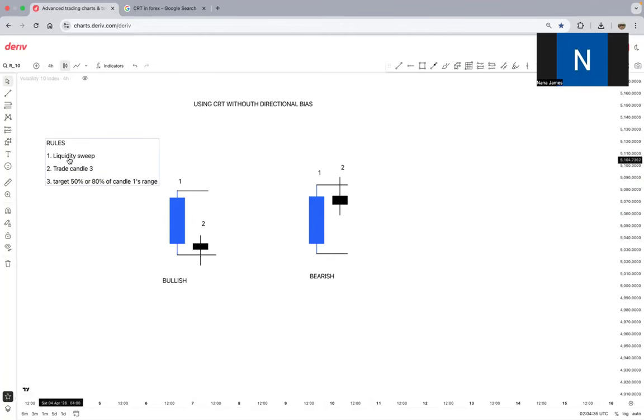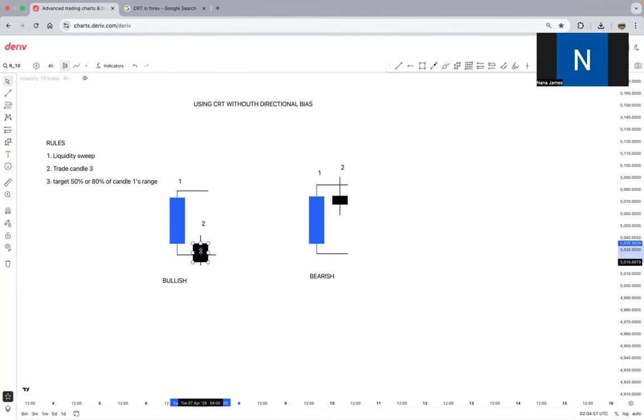So the rule says that we are going to look for a liquidity sweep. In a bullish case, candle two should sweep the low of candle one and close back within the range. Closing back within the range is very important. If the candle closed back like this, that is not a CRT. We are not going to trade it. This does not fit our criteria.